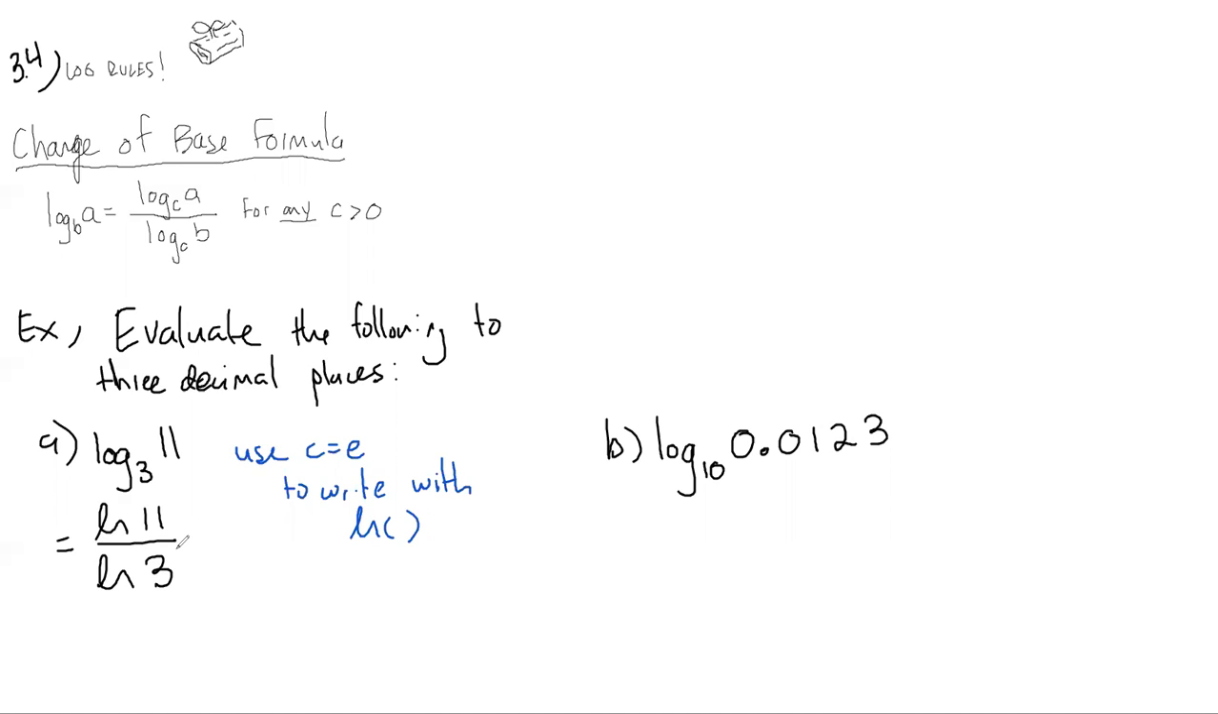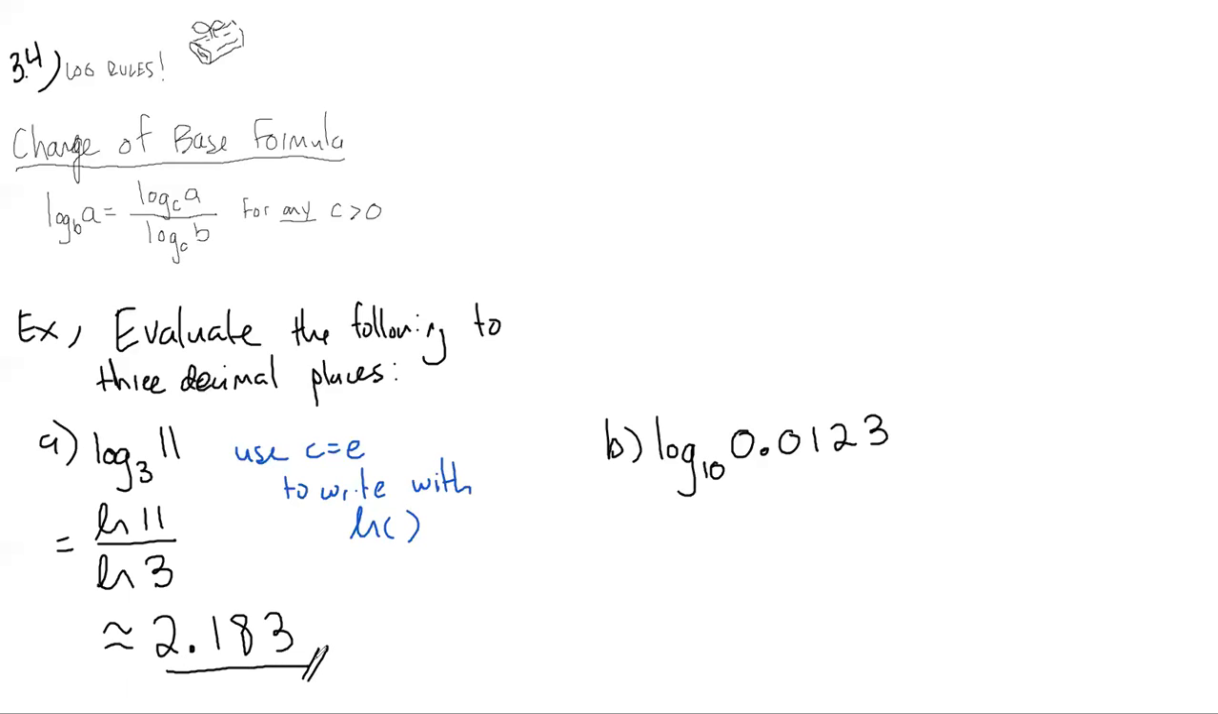I do strongly recommend doing this all in one calculation in your calculator, because I have mentioned before, rounding errors are a really big issue with exponentials. So I'm just going to punch in ln 11 divided by ln 3. And what I'm getting here, if I round it to 3 decimal places, is 2.183.